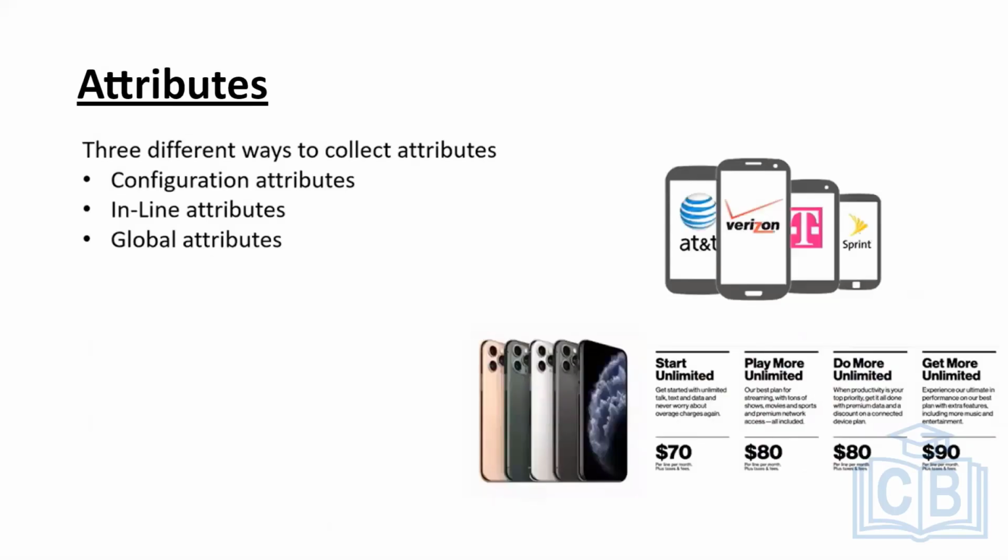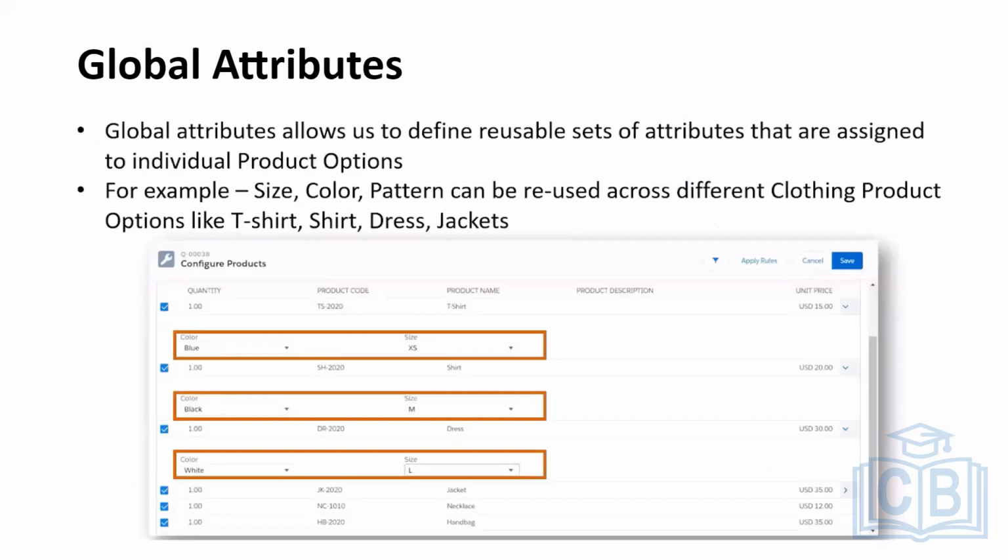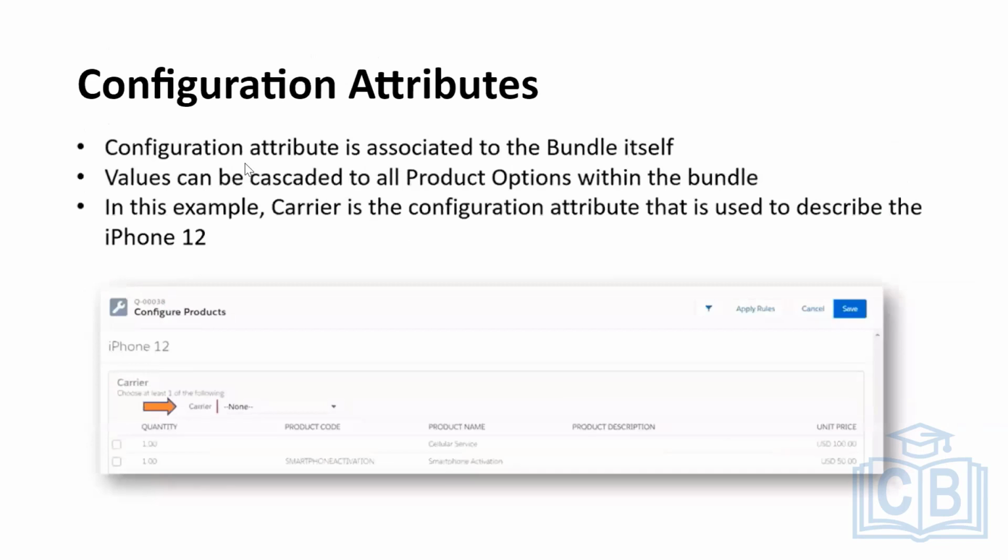Now today we will see exactly what global attributes are, which are quite different from configuration attributes and inline attributes. A global attribute allows us to define reusable sets of attributes that are assigned to the individual product option. So till now we have seen that configuration attributes are product-level attributes.